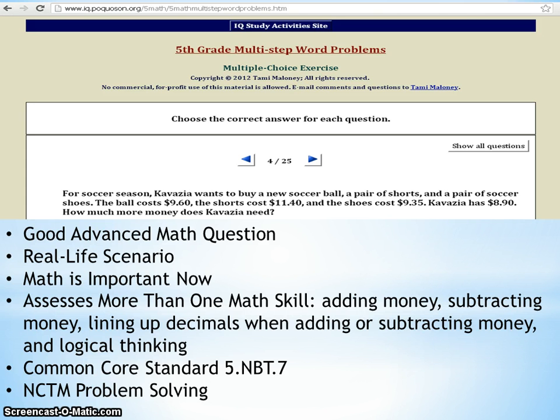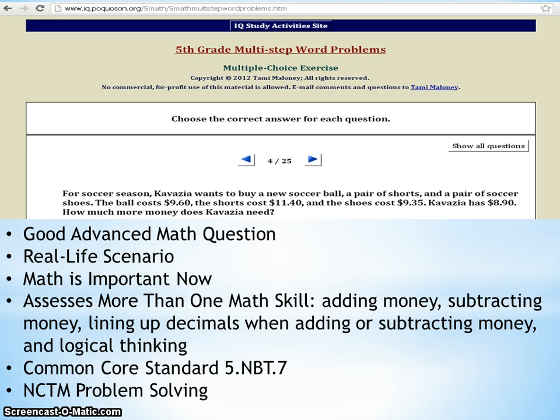versus providing them a problem that represents a scenario which they will encounter when they get a job or years from now, which really prohibits a love for math and makes students think that math is not important for right now. But a problem such as this one that is in a real life scenario, a real context that a fifth grader will find themselves involved in, shows that math is important right now. This problem is also good because it assesses more than one math skill.